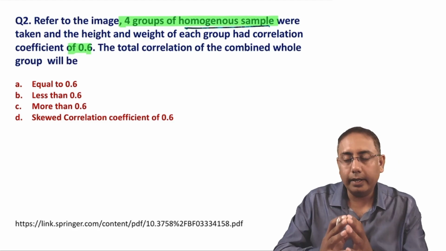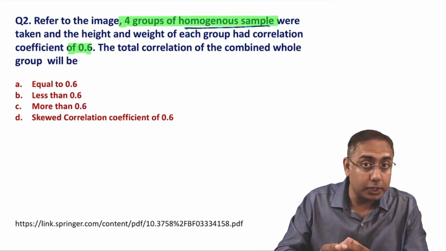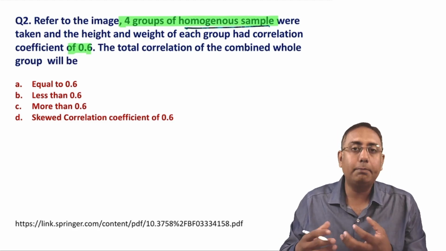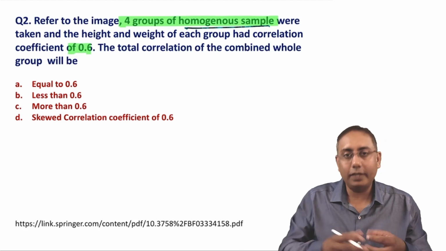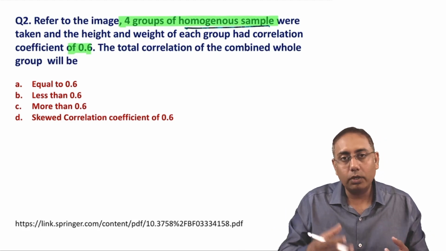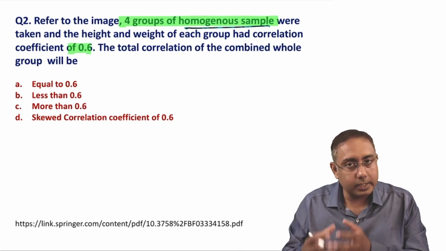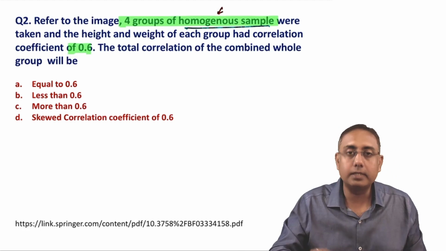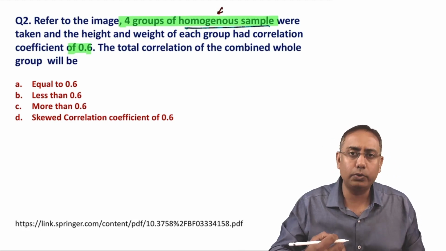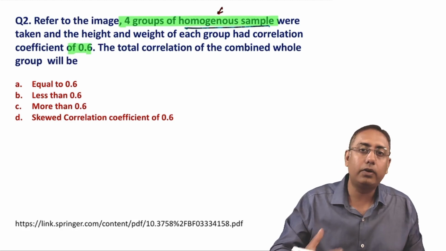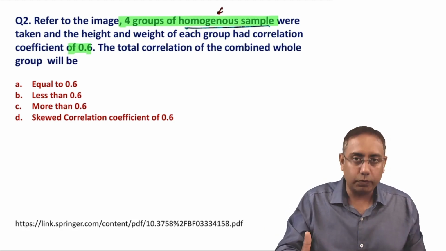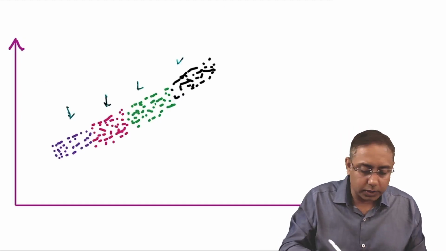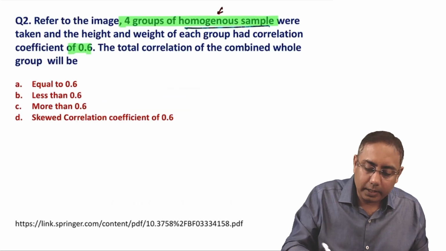In case the samples were homogeneous, and the Pearson correlation coefficient of each group is 0.6, the total would be equal to the same. It is the same in case it is homogeneous. In case it is not homogeneous, we need to do some test of significance, like Fisher's test, to find out the average correlation coefficient. In this question they were very straightforward: what is the average correlation coefficient? The answer would be that it is equal to 0.6.